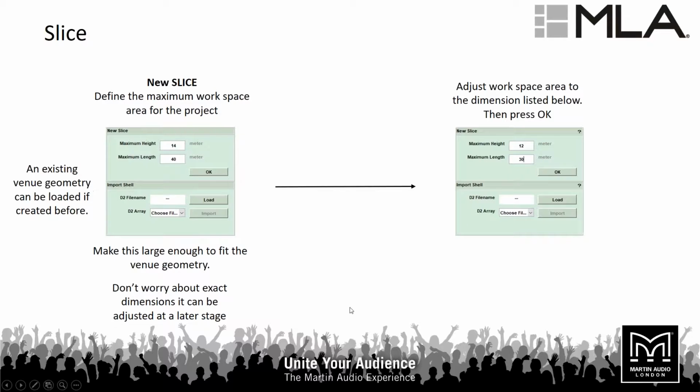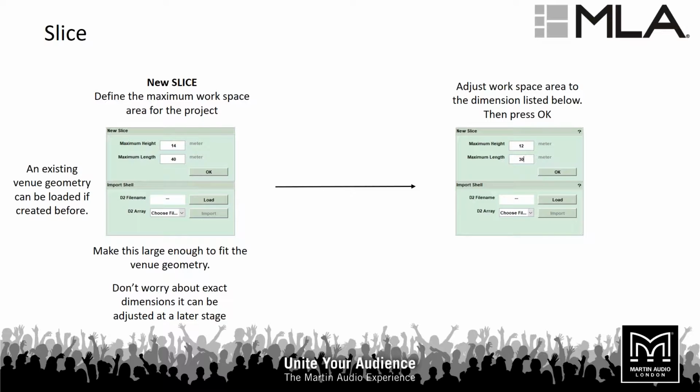So when I click on the slice, I get a little menu pop up, and I can define my maximum height and my maximum length of the venue. Again, we can change this in a minute when we get a little bit deeper in, but it's always good to just straight off the bat get a good sized workspace going. So if we know, for example, in this example, our maximum height is 12 meters and our maximum length is 30 meters, you just type those in, click OK, and away you go.